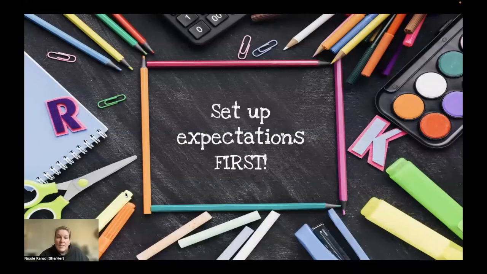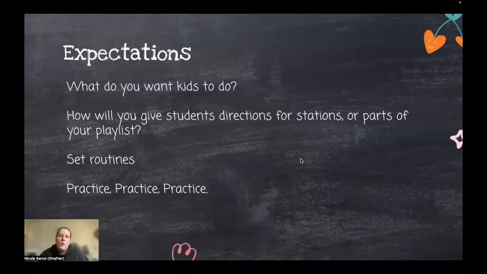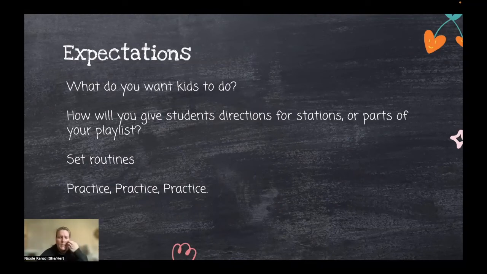So I emphasized this before, but it's so important. Set up your expectations first. What do I want kids to do? How will you give them the directions for the stations or the parts of the playlist? Set up those routines. If you always have a vocabulary station, this is what we're doing, and practice it. Take the very first time that you do stations, make it smaller so that you're in stations for 10 minutes each. Maybe you don't even do all the rotations, but the kids get to see it.